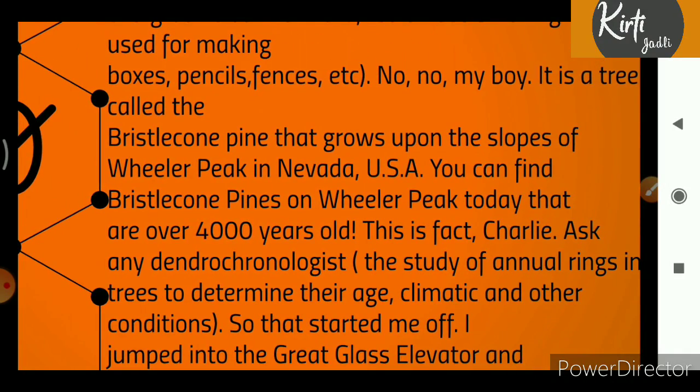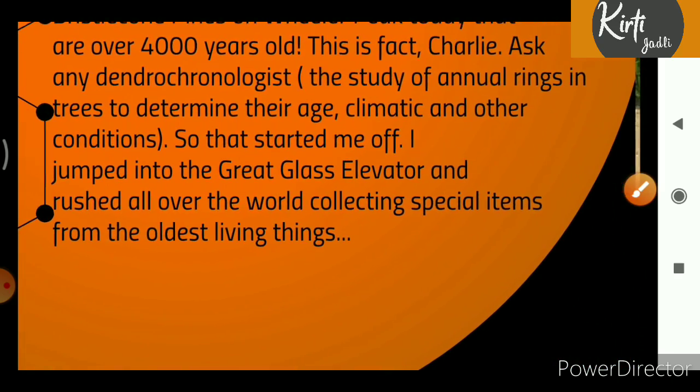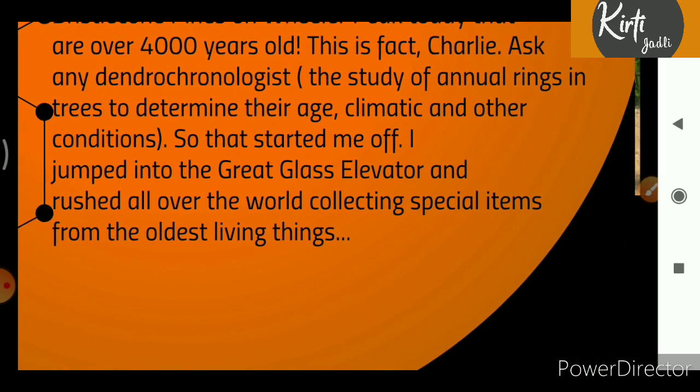An interesting fact about these trees is that they are over 4,000 years old. This is a fact, Charlie. He says that this is a fact. You can ask any dendrochronologist. Now, who's a dendrochronologist? He is someone who studies the rings on a tree to determine their age, the climate where those trees live, and some other conditions. So, dendrochronologists are basically able to guess the age of a tree using the rings which are there if you cut that trunk.